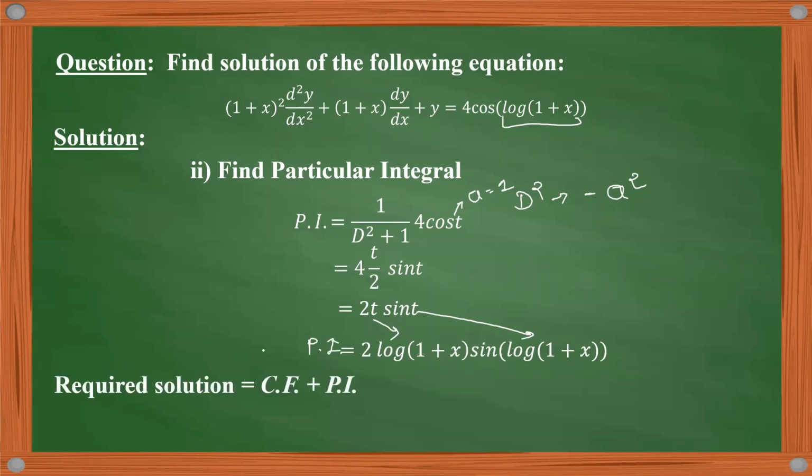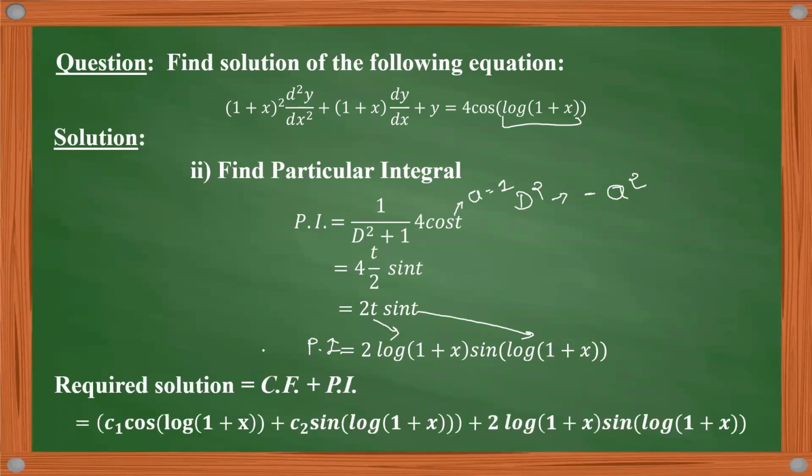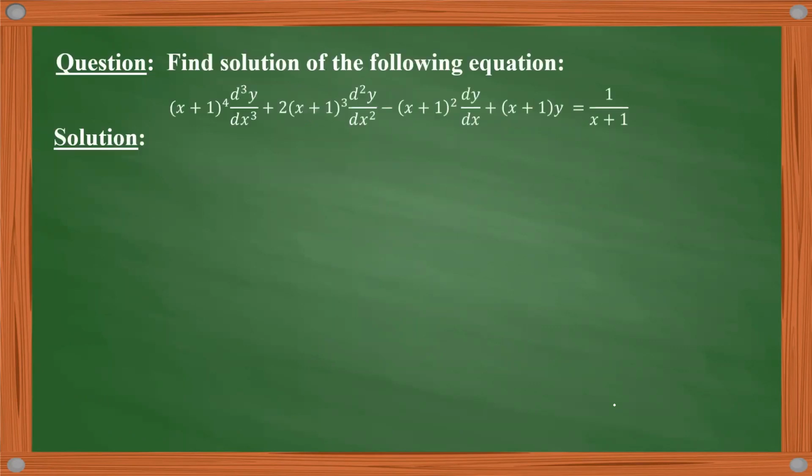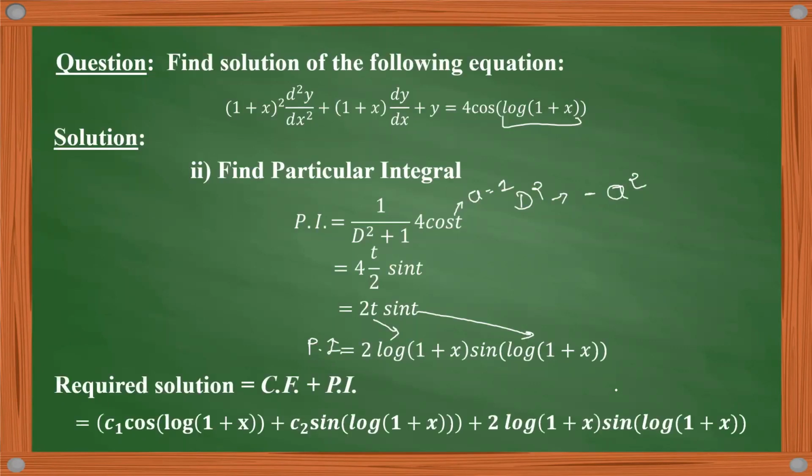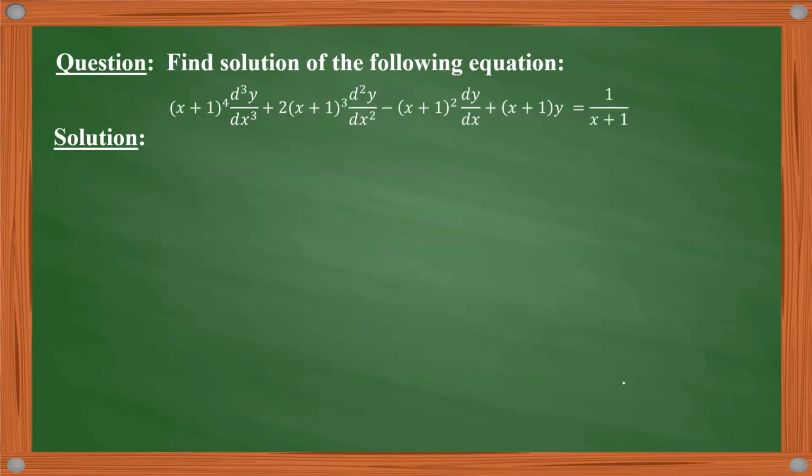Fine. So combining this complementary function and particular integral, our required solution is c1 cos(log(1 + x)) + c2 sin(log(1 + x)) + 2 log(1 + x) sin(log(1 + x)). Okay, so in this way we can find the complementary function and particular integral for the Legendre's differential equation. Let us have one more example.